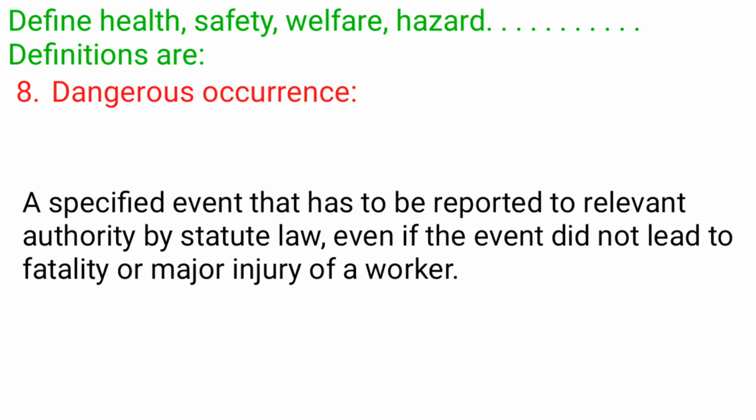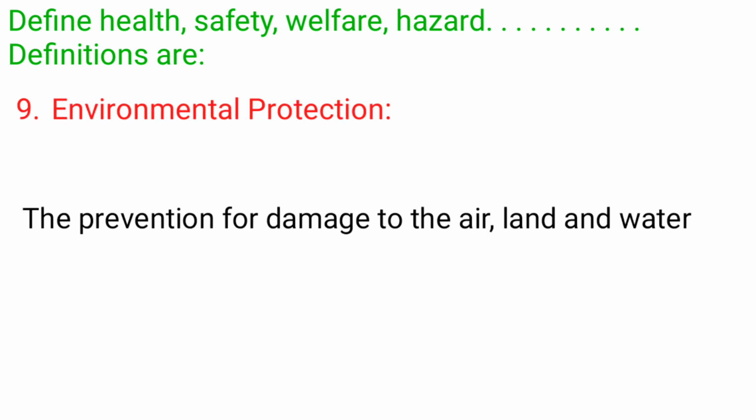8. Dangerous occurrence. A specified event that has to be reported to the relevant authority by statute law, even if the event did not lead to fatality or major injury of a worker. 9. Environmental protection. The prevention of damage to the air, land and water.